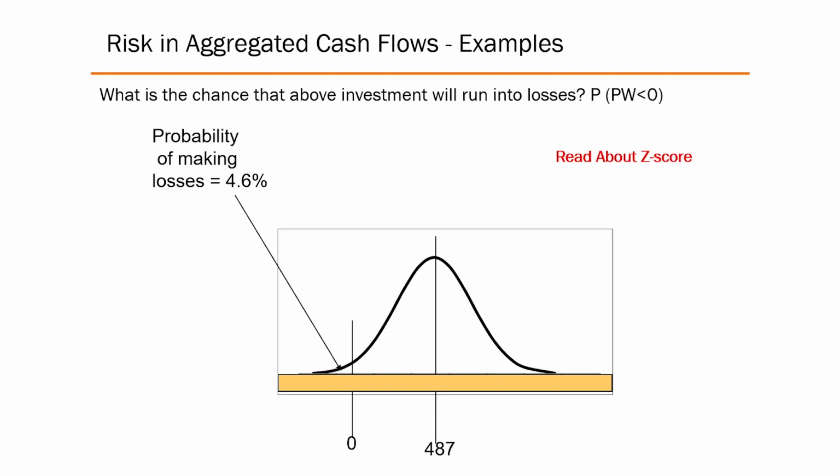If I ask the question, what is the chance that the above investment will run into losses? What is the chance that you will have a net present worth less than 0? How will you estimate it is the question that you can answer based on the information that we have estimated so far. Are you familiar with a concept called Z-score? Anyone who doesn't know Z-score, are you hearing it for the first time?